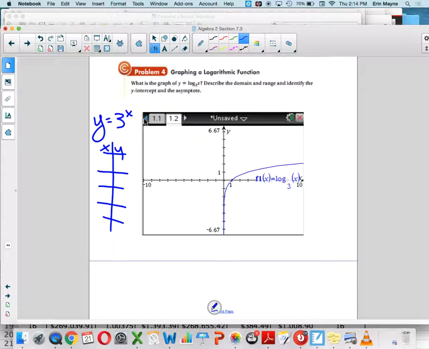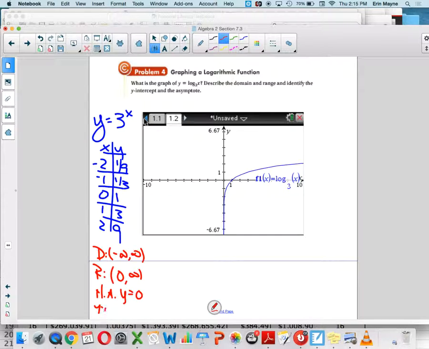Now listen, by now, cranking out this table should be really fast. X's run from what to what? Okay, 3 to the negative second is 1/9. This is 1. This is? Okay, if you're not fast with that now, you've got about probably 3 school days. What's the domain? Yep. What's the range? What's the horizontal asymptote? And the y-intercept.